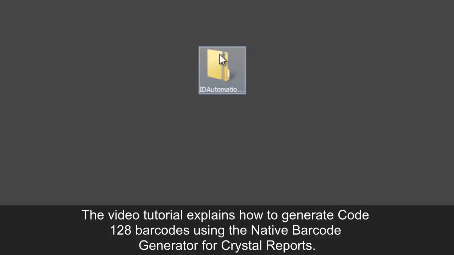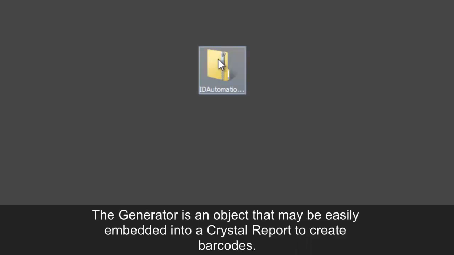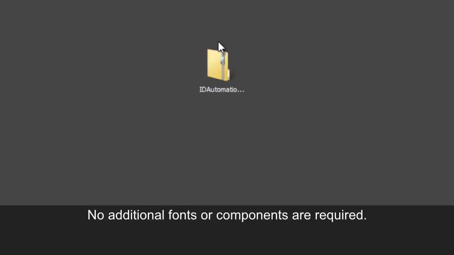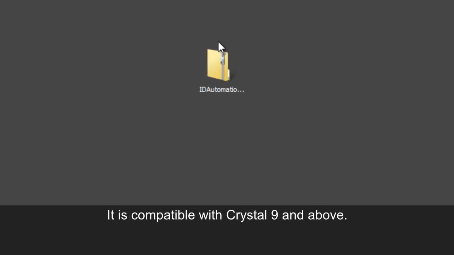The video tutorial explains how to generate Code 128 barcodes using the Native Barcode Generator for Crystal Reports. The generator is an object that may be easily embedded into a Crystal Report to create barcodes. No additional fonts or components are required. It is compatible with Crystal Reports 9 and above.